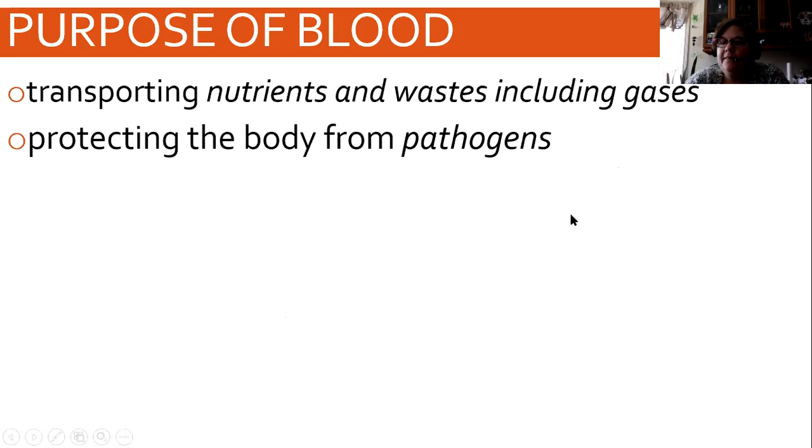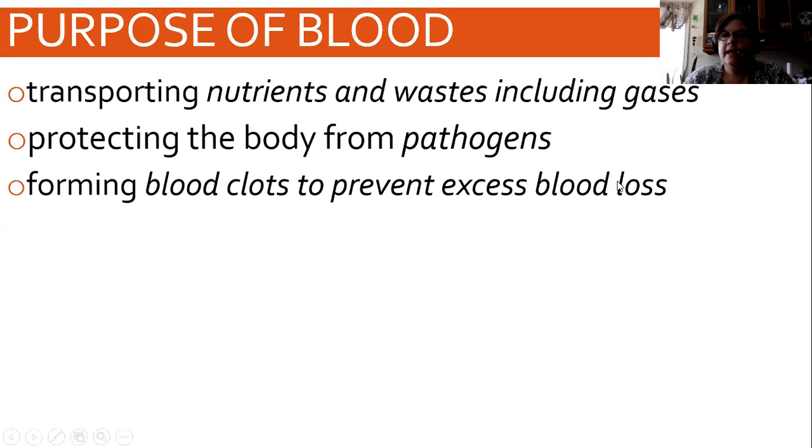Protecting the body from pathogens. So pathogens are disease-causing organisms. So part of the makeup of our blood is a protection mechanism. Okay. And forming blood clots, right? So if we have a cut, a clot will form so we don't lose all of our blood.